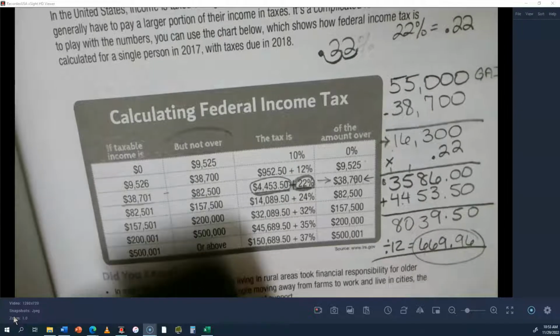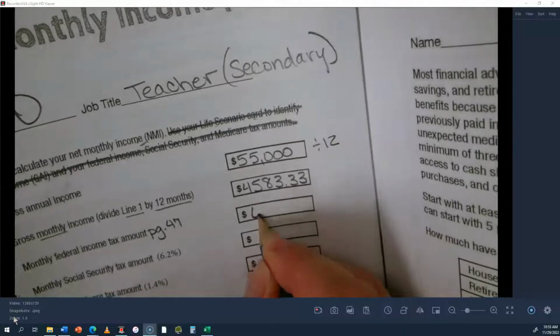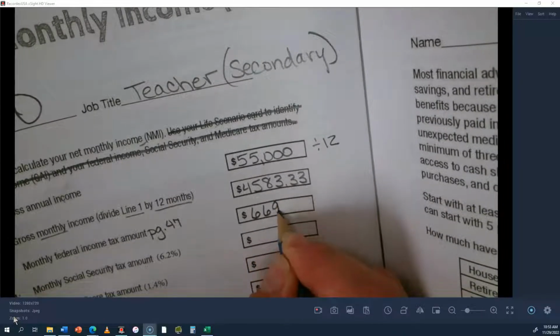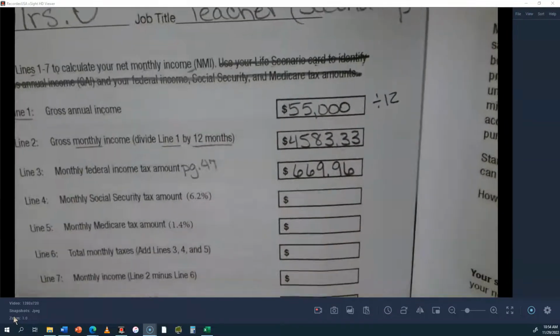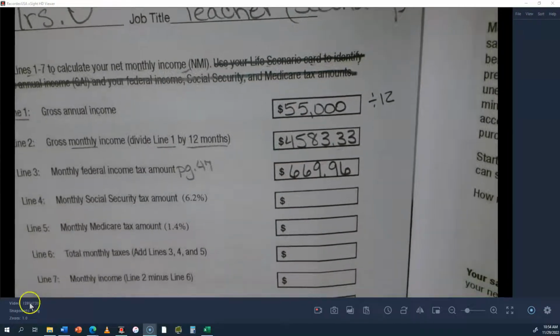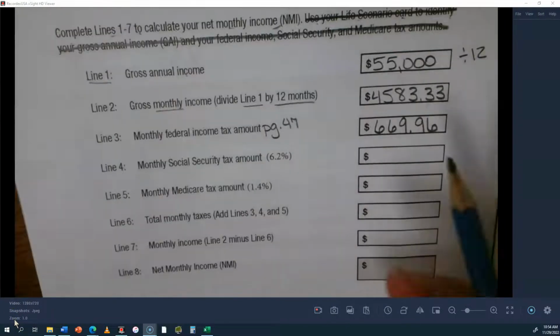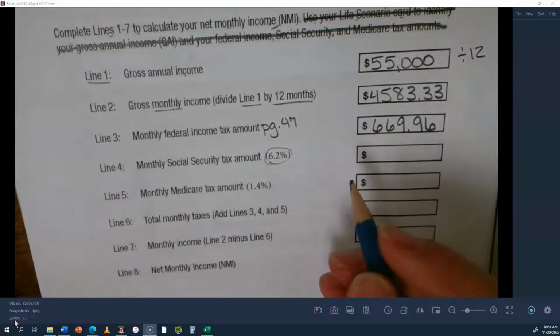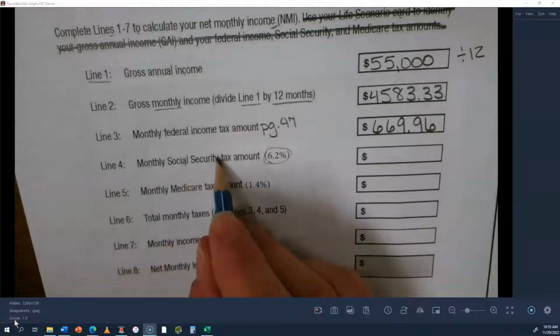So when you get to that number, you are going to then plug it in right here. $669.96. Okay? Okay, so now the rest of it will go pretty fast. Do you remember how to convert a percentage into a decimal? That's the next step we've got to do to find our monthly Social Security tax amount.